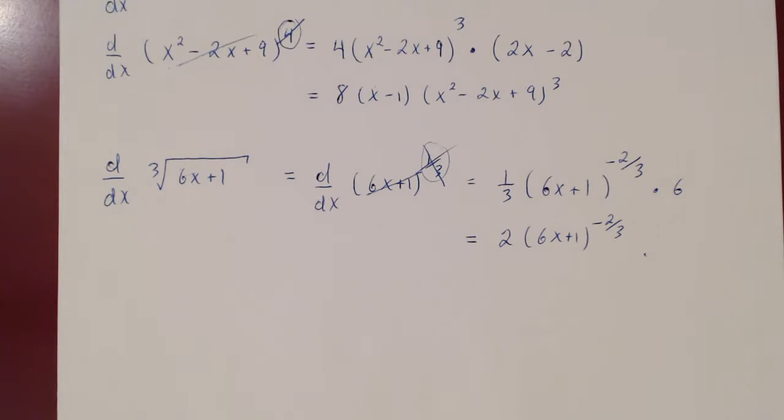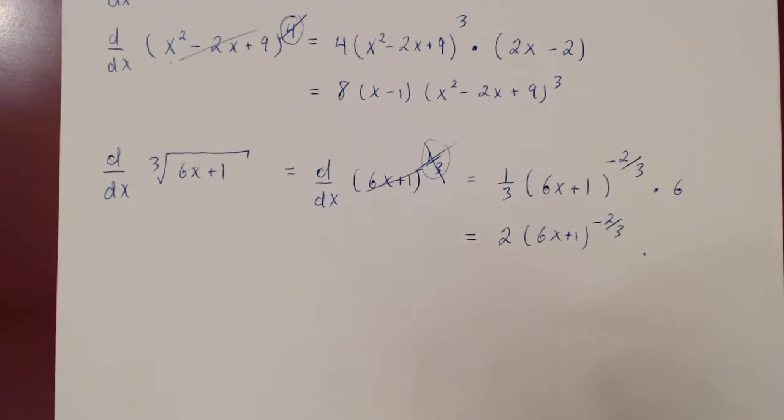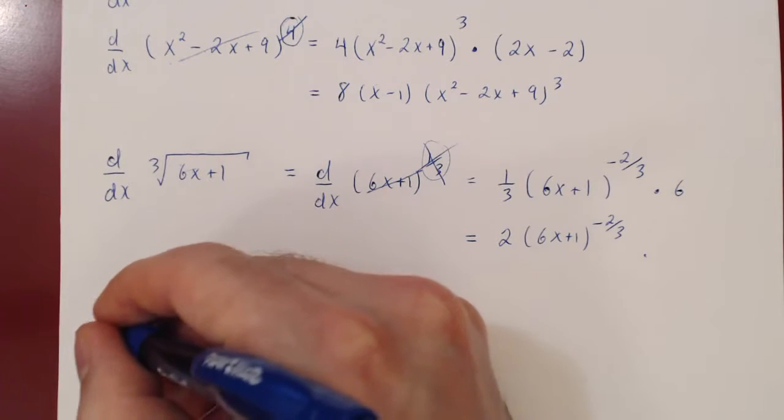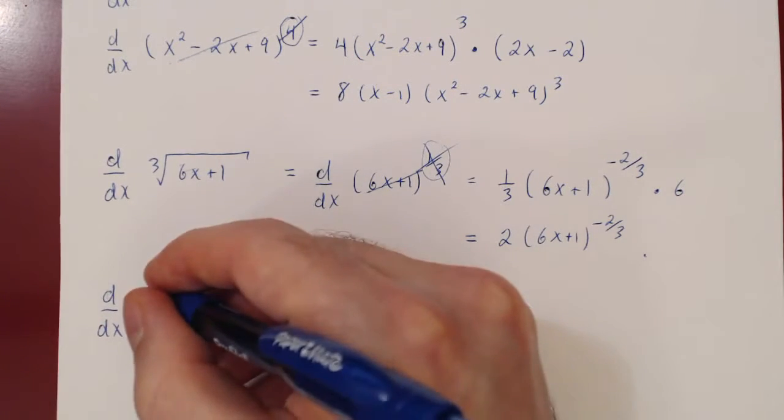Now the question is, what if we have not just a single composition, but two compositions? Then how does it work? And the answer is exactly the same. You peel off one function at a time, always working from the outside function towards the inside function. Let's look at this example. The derivative with respect to x.